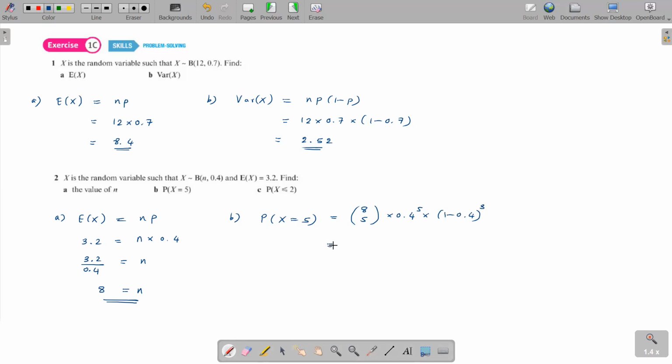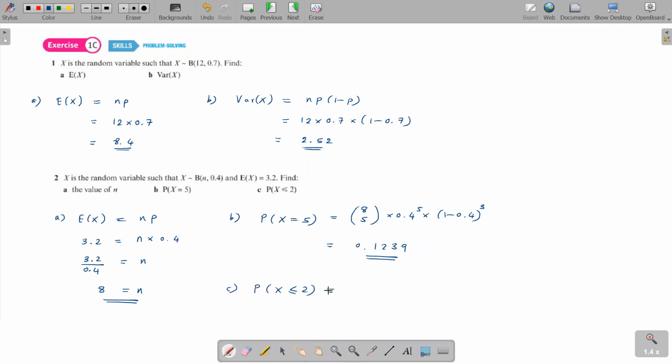So what is the answer? We'll type this in the calculator. So in the calculator we get the answer 0.12386304. Give it to 4 decimal places: 0.1239. Okay, part C, you have to find the probability X is less than or equal to 2.